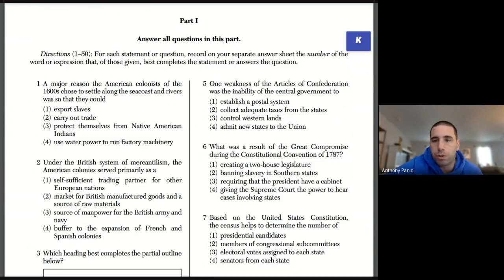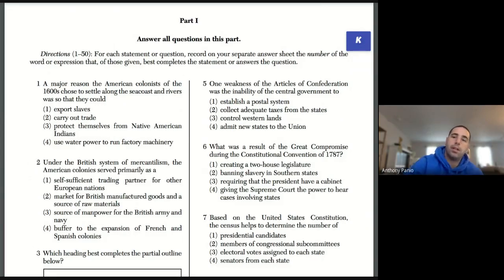Number 6, what was a result of the Great Compromise during the Constitutional Convention of 1787? Okay, good review question. This was the combination of the New Jersey Plan and the Virginia Plan, which set up the Senate and the House of Representatives, and the correct answer would be 1. This created a bicameral, or two-house, legislature.